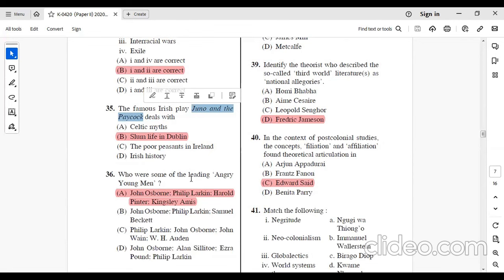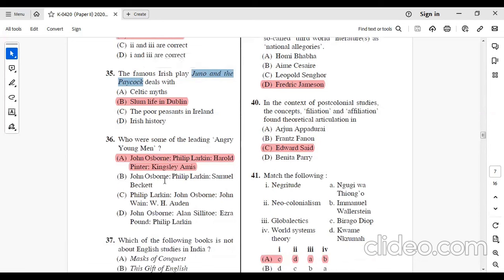Next, who are the leading angry young men? John Osborne, Philip Larkin, Harold Pinter, Kingsley Amis. They are the angry young men.